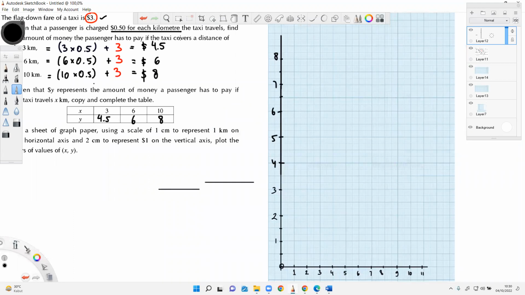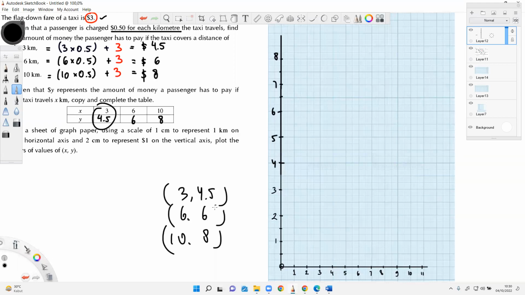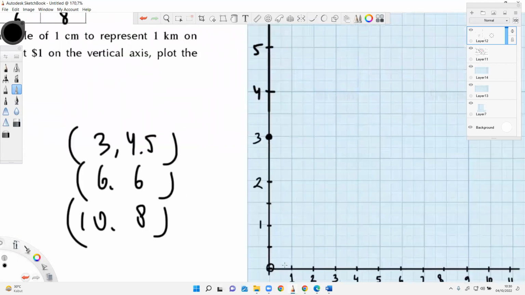So 3, 4.5, right? This is the point. Write down one more time: 6, and 10, 8. And the flag down fare is $3, so you have to put 3 here at 0. If you don't travel any distance, you have to pay 3. And then 3, 4.5. Guys, focus, yeah. This is 3. Where is 4.5? Right in the middle of 4 and 5. Understand?